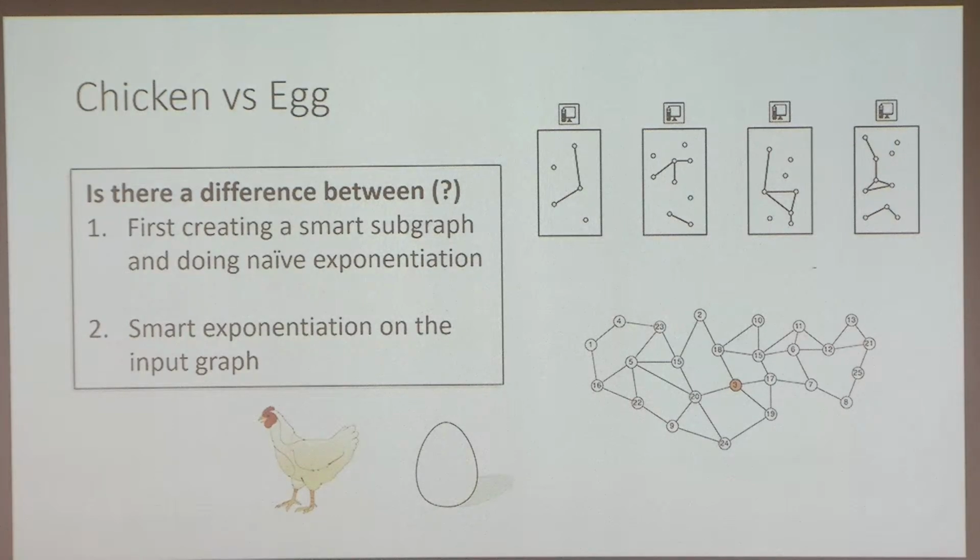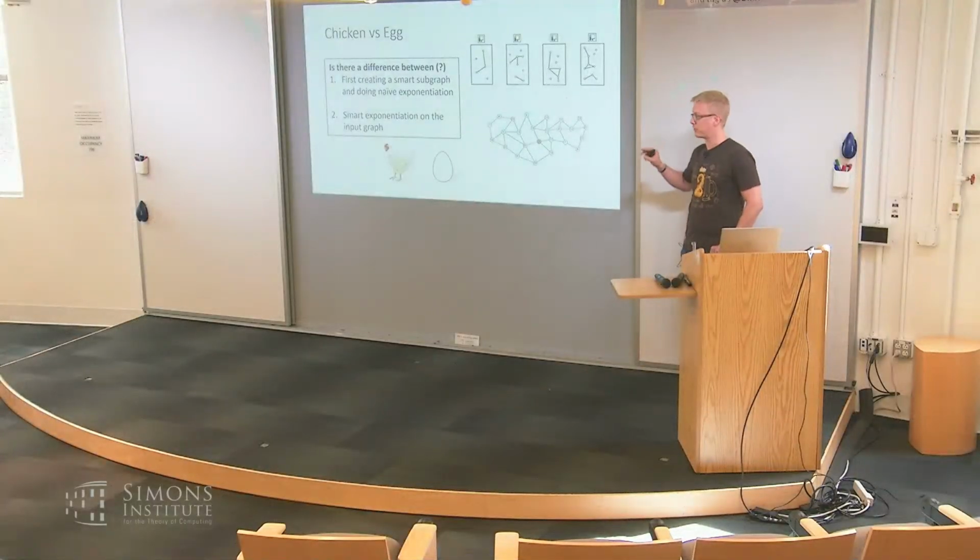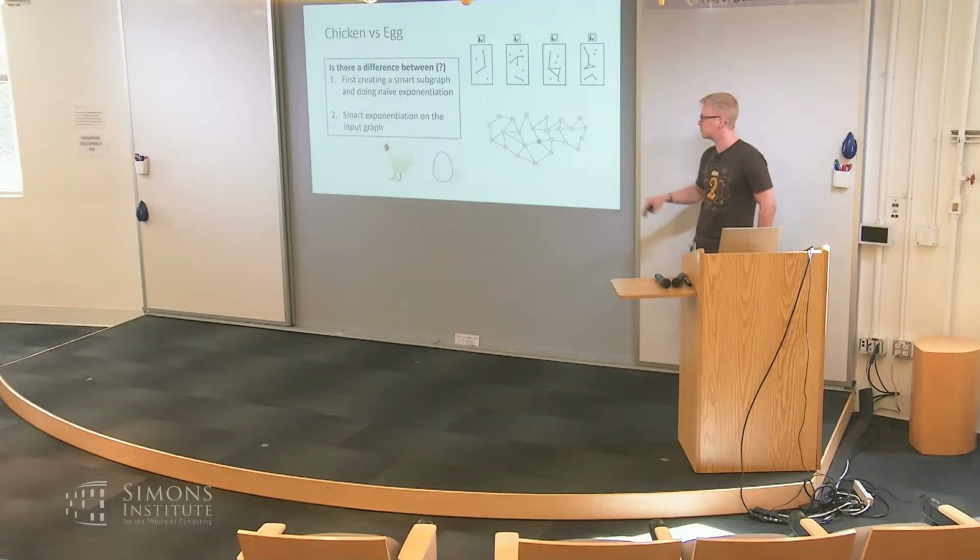One thing I wanted to mention is that I said it would be great to do smart exponentiation, but it's not so clear whether smart exponentiation is just another way of phrasing brilliant graph sparsification. I don't know, but at least it's not so clear whether I can always just be better at sparsification and then do this eyes-closed exponentiation. But that I don't know. And well, that brings us to this chicken and egg picture.